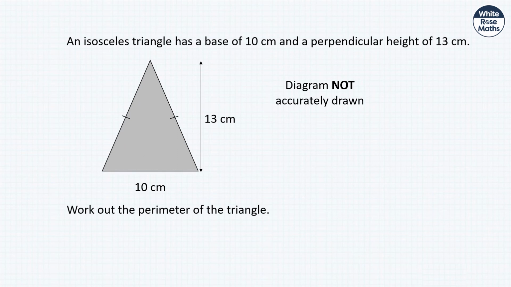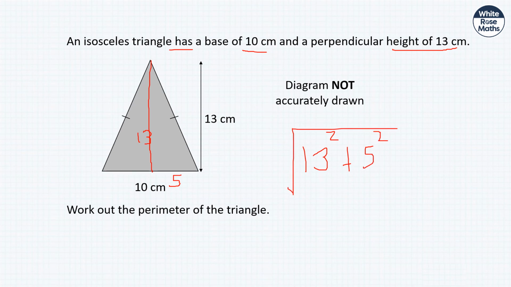Bang, there we go. Okay, an isosceles triangle has a base of 10 centimeters and a perpendicular height of 13 centimeters. Work out the perimeter of the triangle. Okay, so if the height is 13, I'll label this as 5. Oh no, sorry, that is the height there. Sorry, I apologize. Okay, 13 squared plus 5 squared square rooted will give me the slanted height. I'll call that x. Okay, that'll be 169 plus 25, which is 194. Okay, which is nearly 14, guys, because the root of 196 is 14.